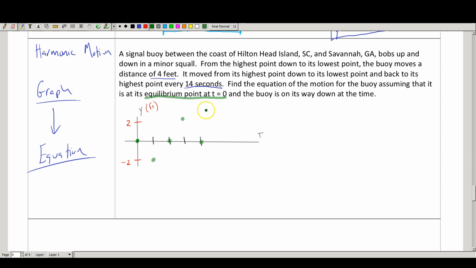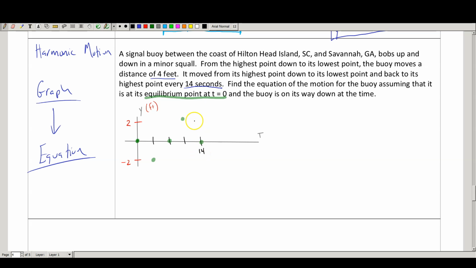Now, what are my labels on the graph going to be? Well, it says the period is 14 seconds, right? So that means that this right here is going to be 14, because it's going to take 14 seconds for it to get back to where it was.